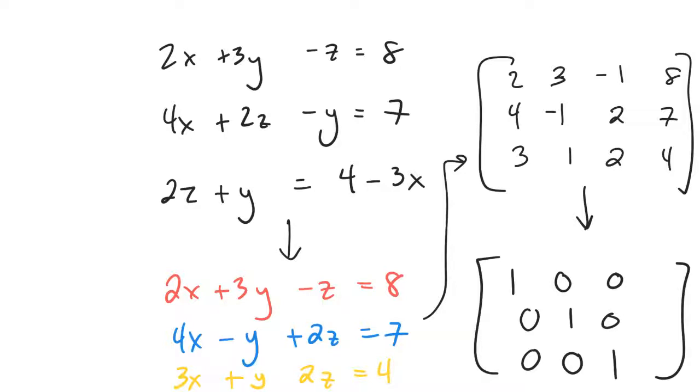So my numbers are the following. I've got 2, enter, 3, enter, negative 1, enter, 8, enter, 4, enter, negative 1, enter, 2, enter, 7, and then finally 3, 1, 2, 4. So I've entered everything into my matrix at this point.